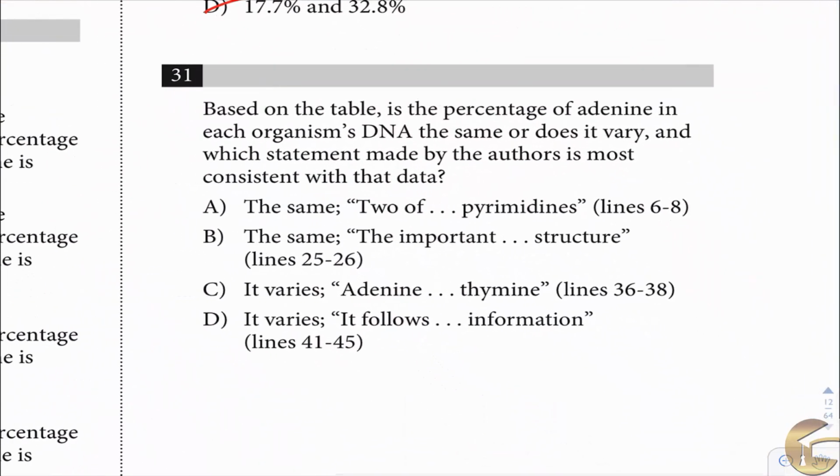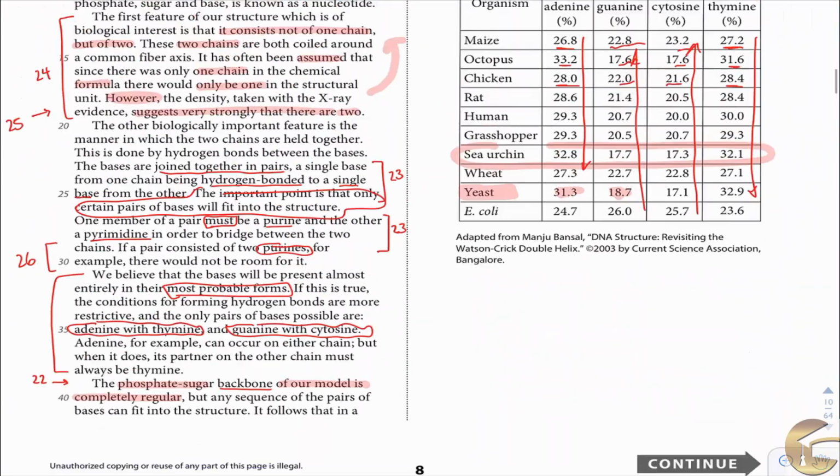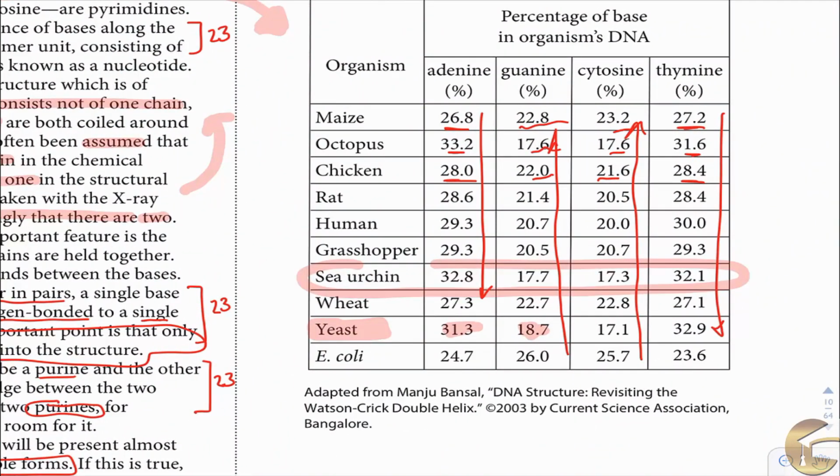And lastly, number 31. Based on the table, so not the passage, but the table itself, is the percentage of adenine in each organism's DNA the same, or does it vary? And which statement made by the author is most consistent with that data? So we want to compare. Here we have it's the same or it varies. Well, the first part is easy to tell. Is the percentage of adenine in each organism's DNA the same? So let's look at the adenine and see what it says about that.